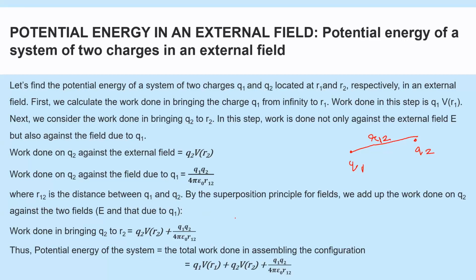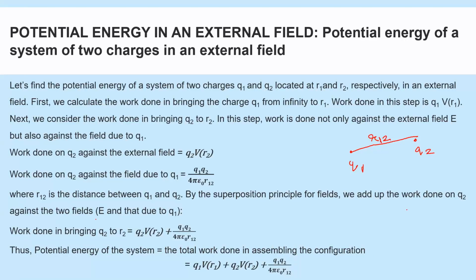Then again, by using the superposition principle for fields, we can add up the work done on Q2 against both the fields, the external electric field and the electric field due to the charge Q1. So the total work that is done in bringing Q2 to R2 can be given as the sum of both of the work that is being done: Q2 V of R2 plus Q1 Q2 upon 4 pi epsilon 0 R12. And thus the potential energy of the system is equal to the total work done in assembling the configuration.